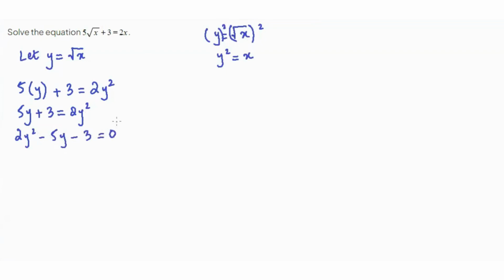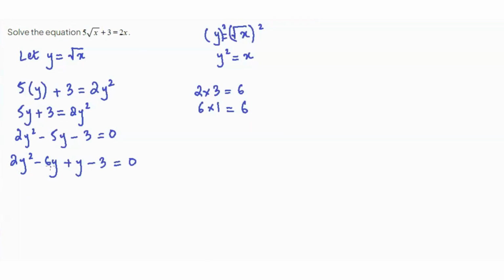to 0. Now we factorize this quadratic equation. We know that 2 times 3 is 6, and factors of 6 are 2 and 3, and 6 and 1. So I will pick 6 and 1 because 2y squared minus 6y plus y minus 3 would equal to 0. Because if we do minus 6y plus y, that gives us minus 5y. So we're just replacing the middle term, which is minus 5y, with minus 6y plus y. Now we factor by grouping.